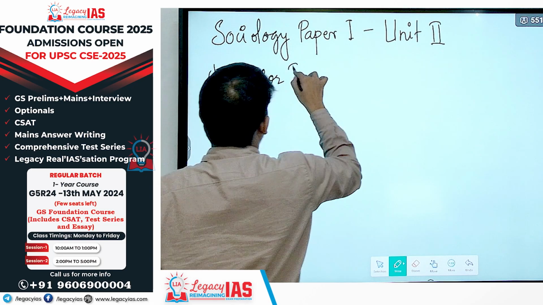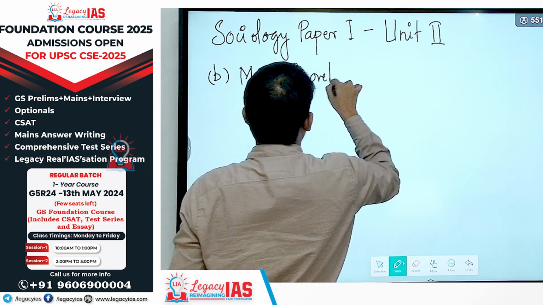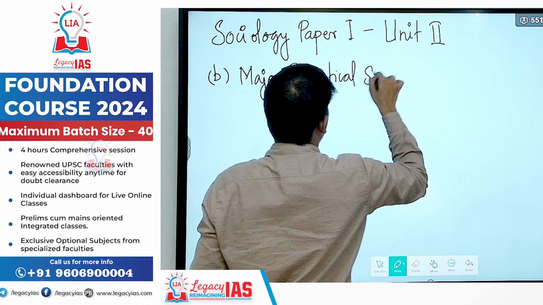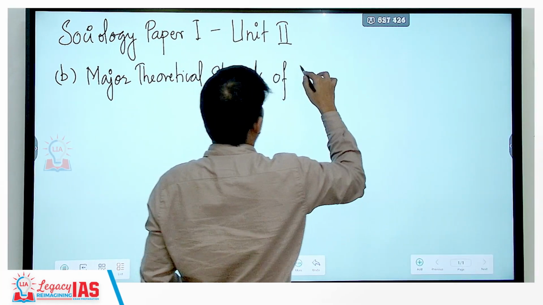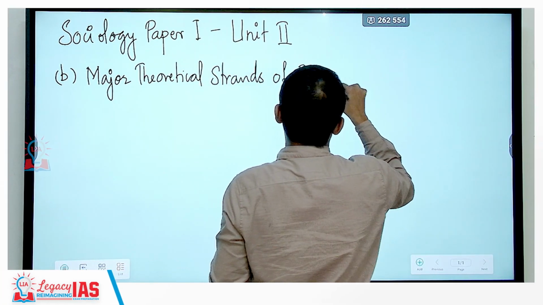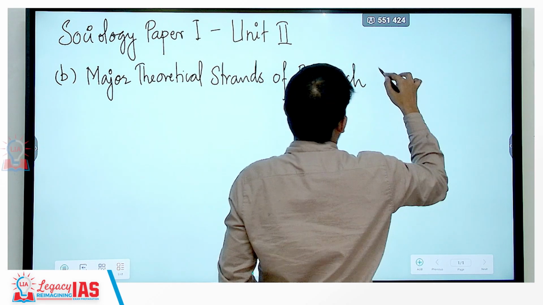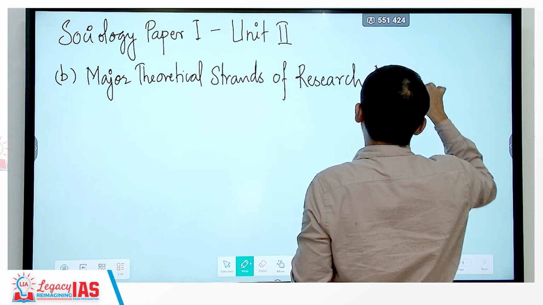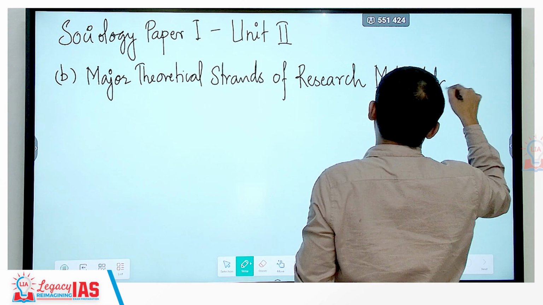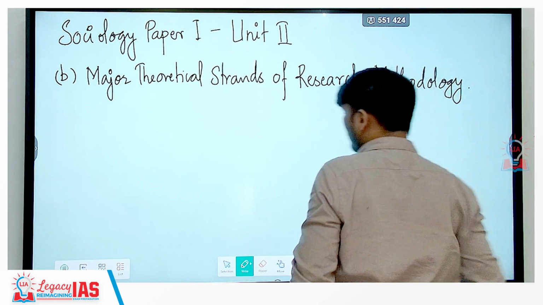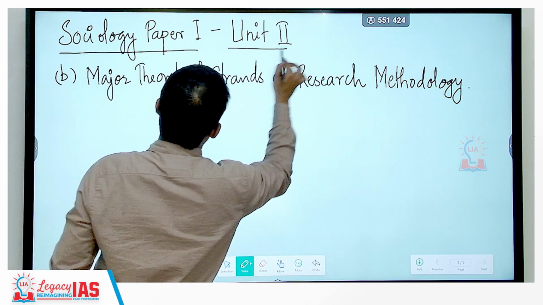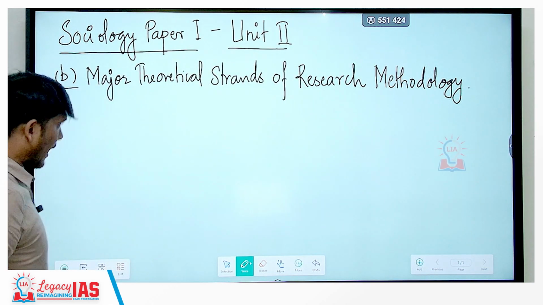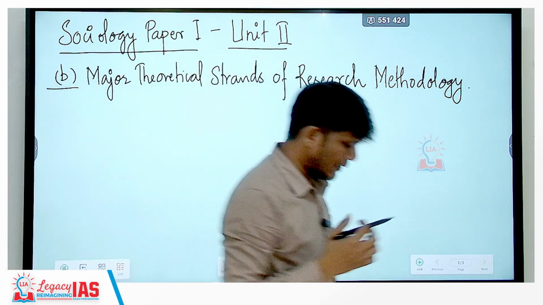Major theoretical strands of research methodology. Okay, so under Paper 1 we will be looking at Unit 2, and under Unit 2 the B part, that is major theoretical strands of research methodology.